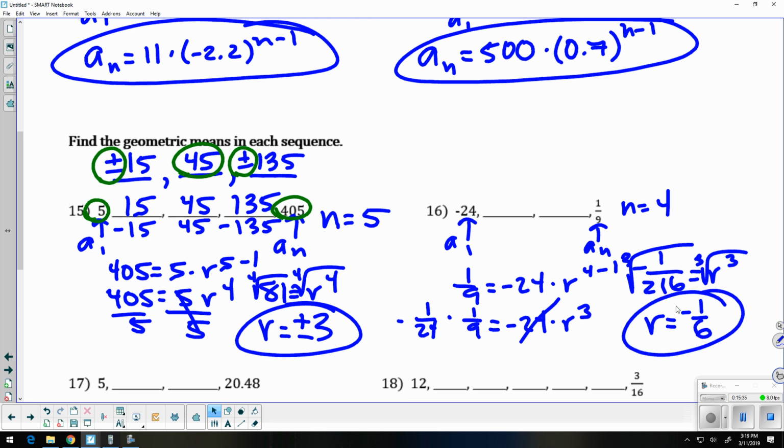So now I just need to keep multiplying by negative 1/6. For the next one, negative 24 times negative 1/6 would be positive 4. 4 times negative 1/6 would be negative 4 over 6. Well, that's just negative 2/3. And then if I multiply that by negative 1/6, I should get positive 1/9 after I reduce it.